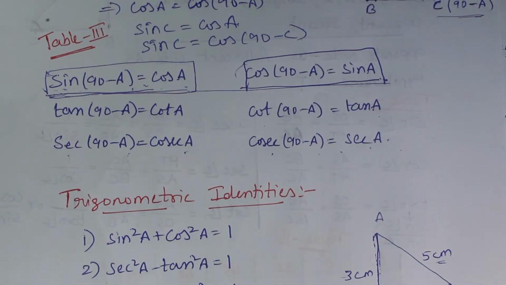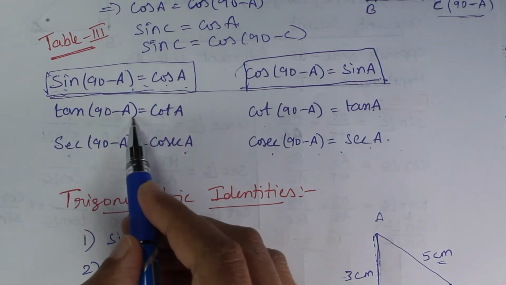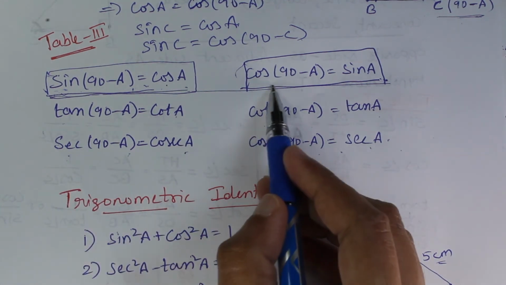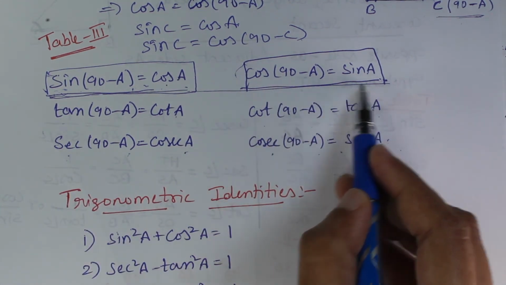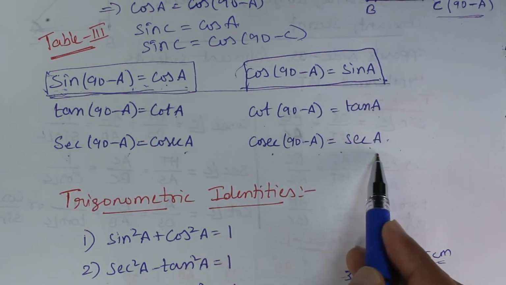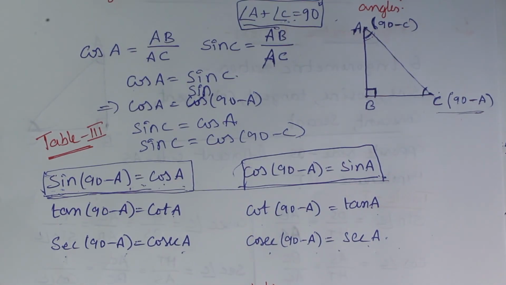Now this is the table you have to remember. Sin of 90 minus A is equal to cos A. Tan of 90 minus A is equal to cot A. Secant of 90 minus A is equal to cosecant A. Cos of 90 minus A is equal to sin A. Cot of 90 minus A is equal to tan A. Cosecant of 90 minus A is equal to secant A. Now I will show you the derivation for the first two of the equations.